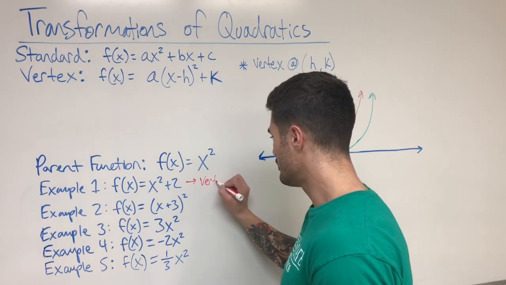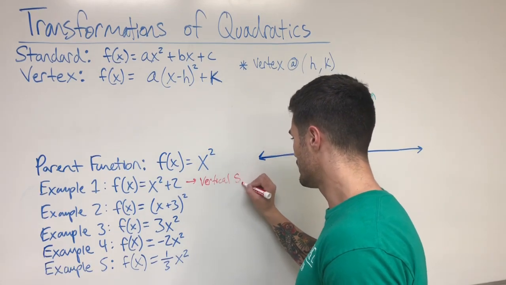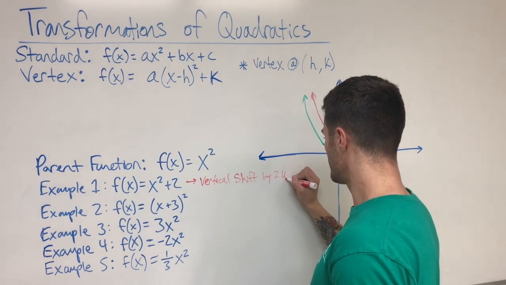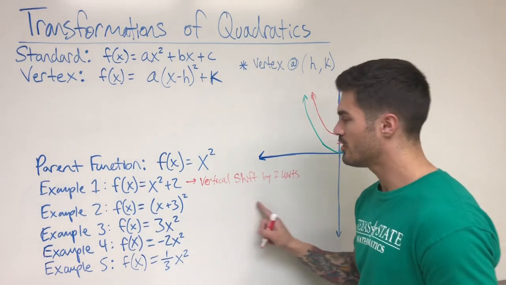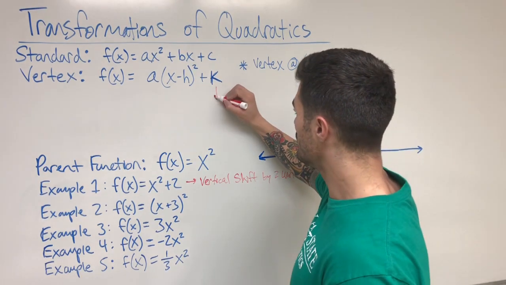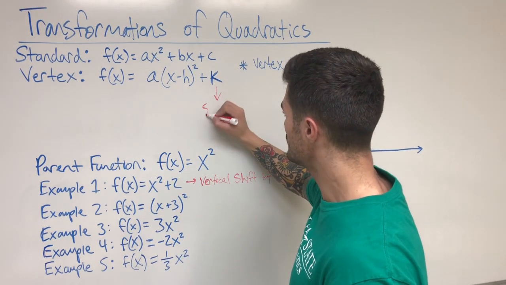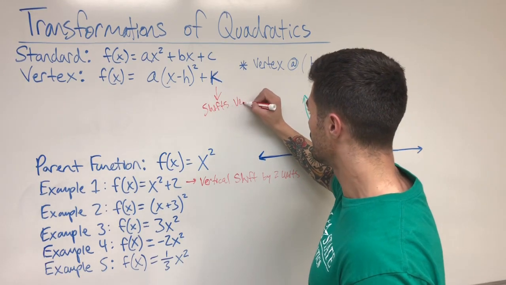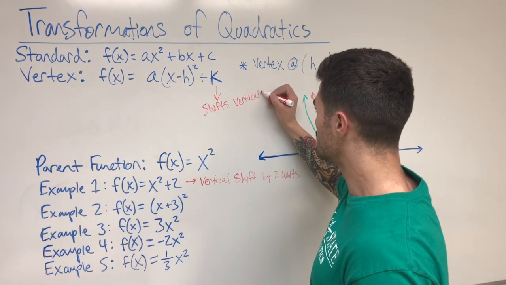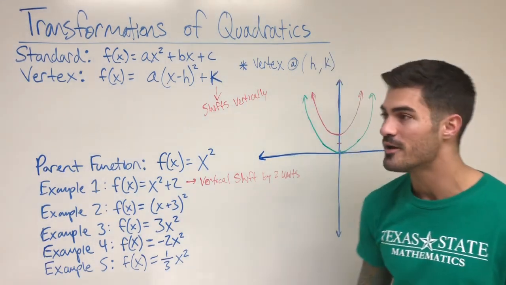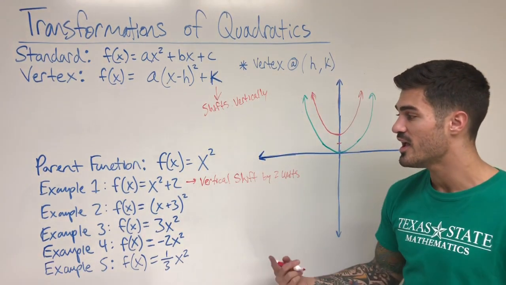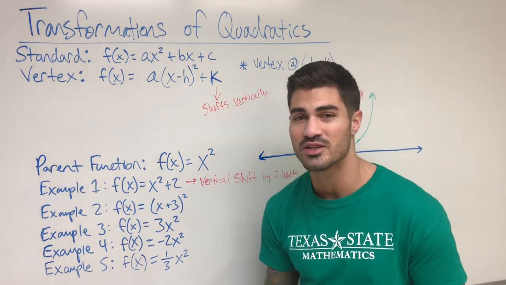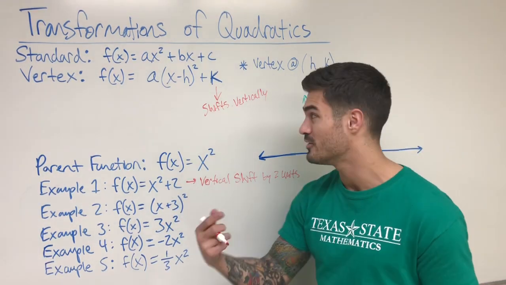So vertical shift, that's what we call this, vertical shift by 2 units. Okay, vertical shift. So in general, k shifts our quadratic vertically. And depending on what the k is determines how much it shifts vertically, right? So what do you think is going to happen if our k is negative? In other words, if I have like x squared minus 3, it's going to shift vertically but shift down, right?